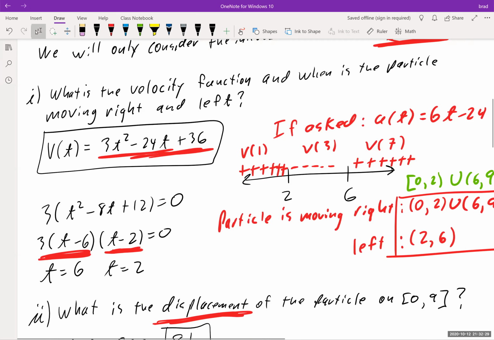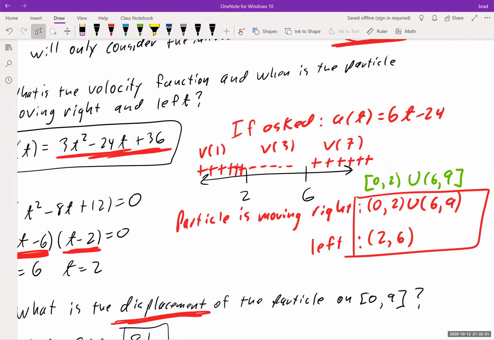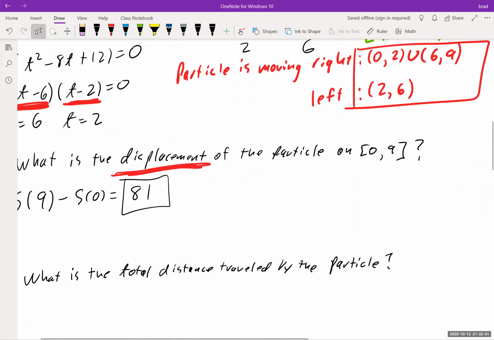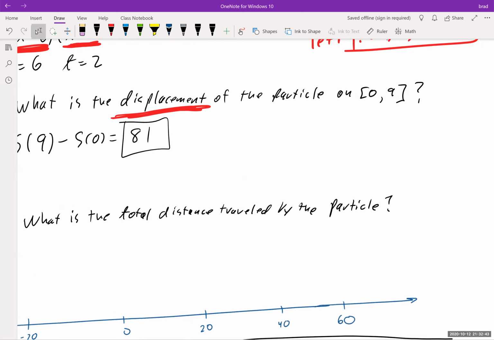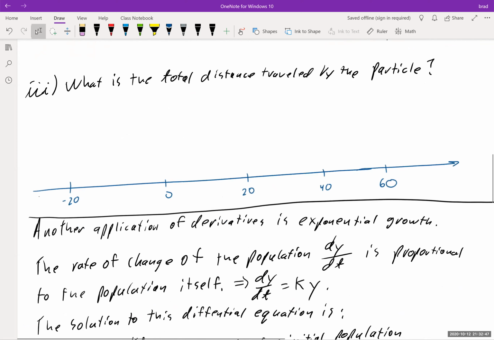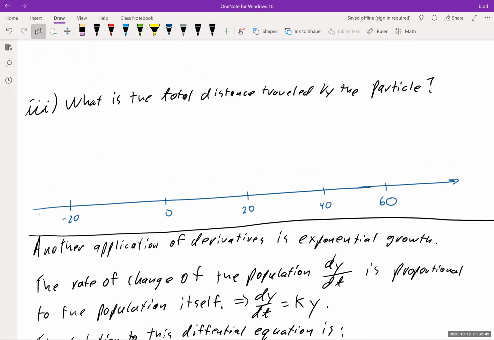We figured out that from 0 to 2, it's moving right, and from 6 to 9. So if we figure out how far it traveled from 0 to 2, and how far it traveled from 6 to 9, and how far it traveled from 2 to 6 on those time intervals, we could add all those distances up and have the total distance traveled. I'm going to draw this from a computer program. I actually couldn't do this on my calculator. I got this from a colleague.